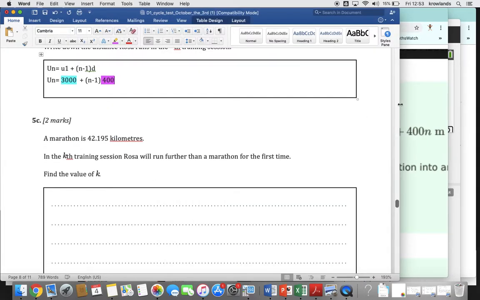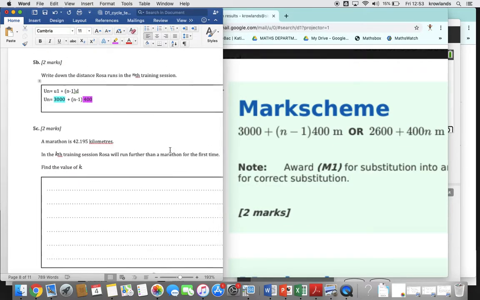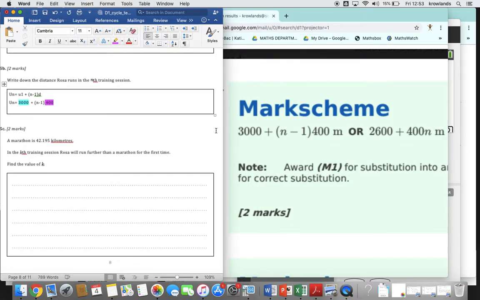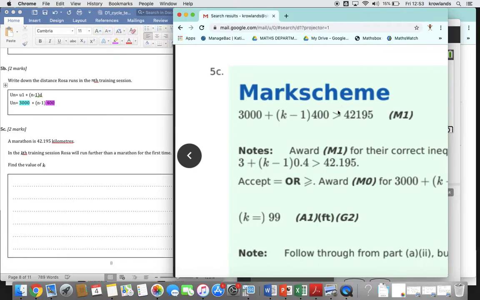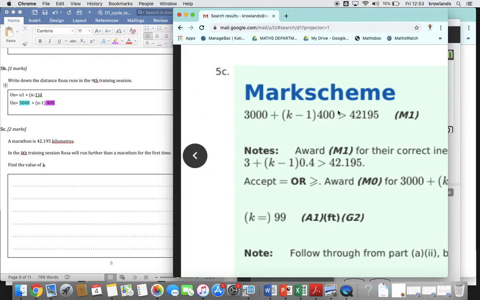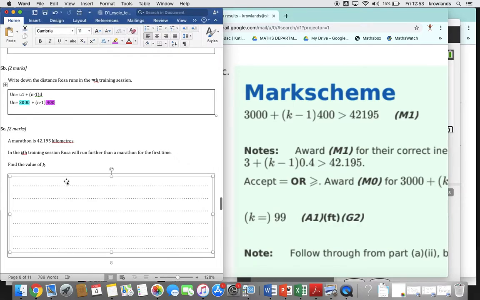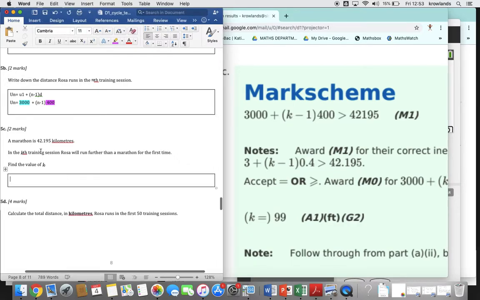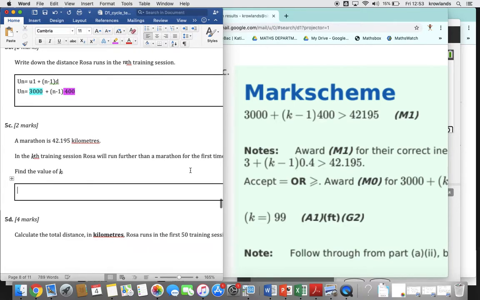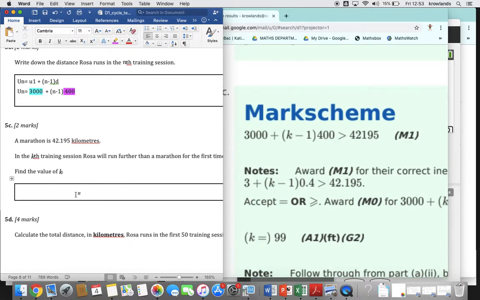We are now going to have a look at part C. Now, this was poorly answered, but most people got the gist of the idea. I'm going to show you what workings out you'd write for this question if you had no idea where to go. We're going to use this formula, and we want to say that the answer must be greater than a marathon.